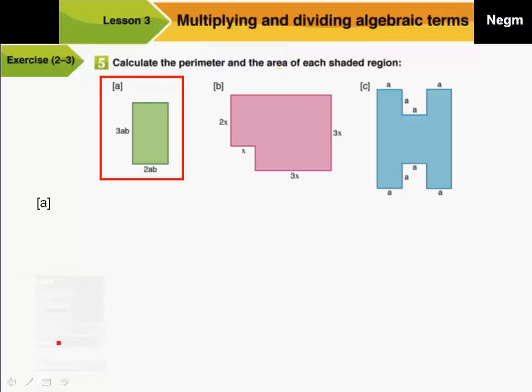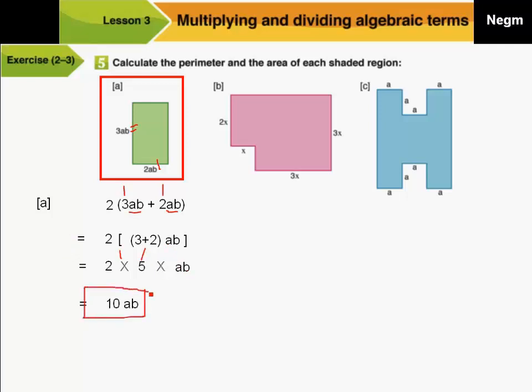Okay, let us start. For number A, first we have to calculate the perimeter. The perimeter here will be, the length is 3AB plus 2AB, this plus this. We have another 2, so this will be multiplied by 2. This will equal 3 and 2. If we took A and B outside the brackets, we will have inside the brackets 3 plus 2 times AB. So this is 2 multiplied by 3 plus 2 is 5 multiplied by AB. This will equal 10AB, and this is the perimeter.